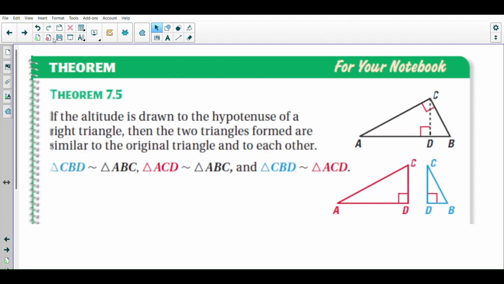If an altitude is drawn to the hypotenuse of a right triangle, then the two triangles formed are similar to the original triangle and to each other. If we see that we have our main triangle ABC in black here, we can take out ACD, create another right triangle, and then we have CDB as another right triangle. And these are all similar. Remember, all the angles are the same and all the sides are proportional. That's how the altitude can help us with finding unknown lengths, and we're going to show that here in a little bit.